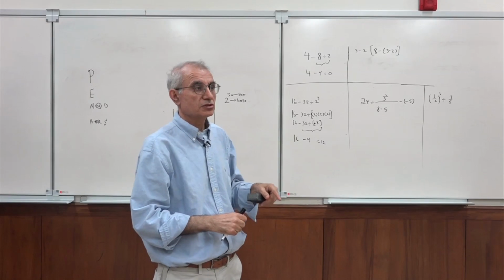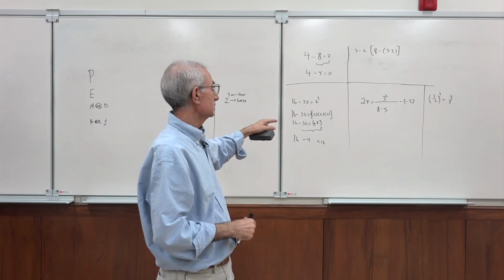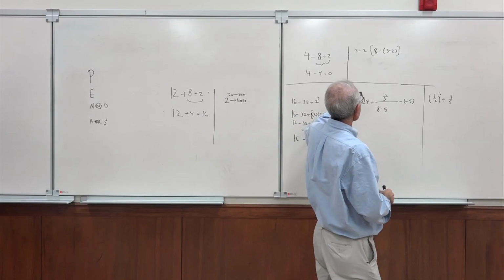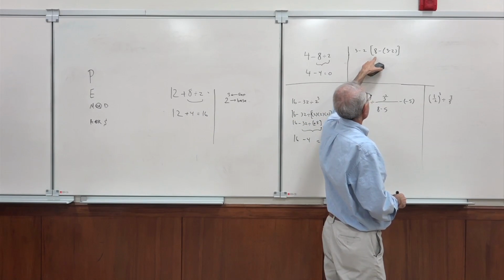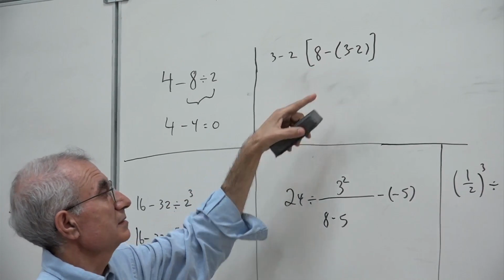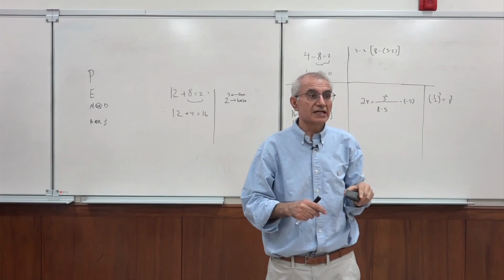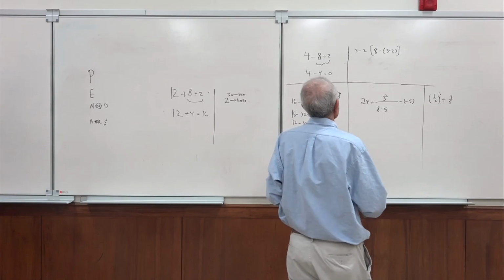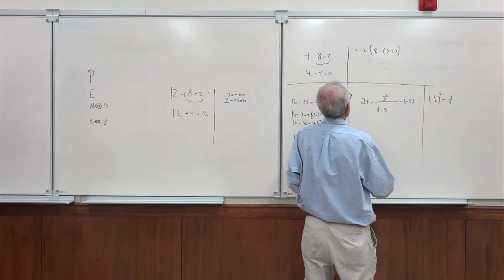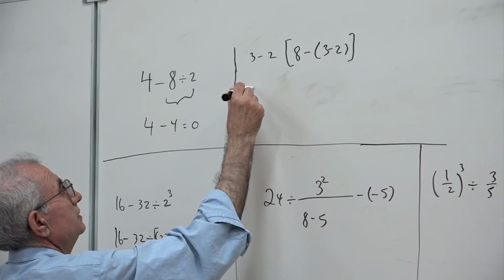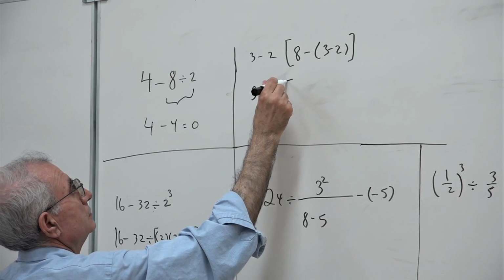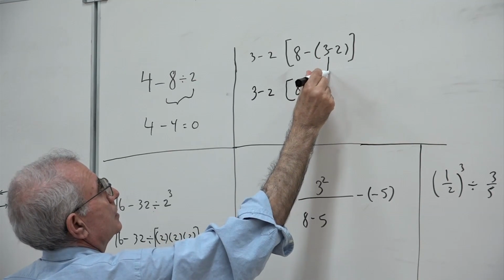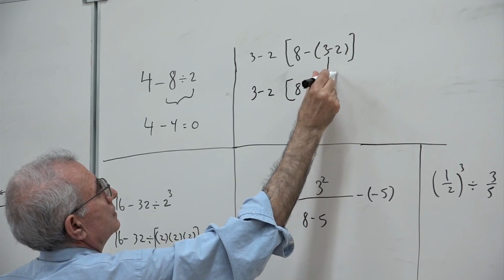So make sure you review that section if you have a problem with adding and subtracting. The next one is a little bit more complicated. Whenever you have a parentheses inside a bracket, you work from inside out. So I work inside the parentheses first. 8 minus 3 minus 2 will give me positive 1, right? So I take care of it.